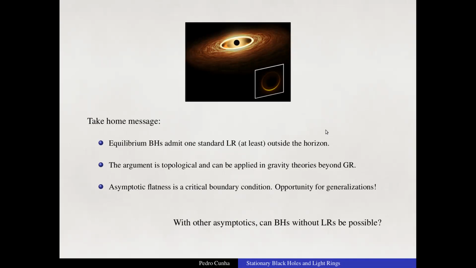So I will end with the following question. With other asymptotic behavior, can we construct black holes that possess no light ring orbits?